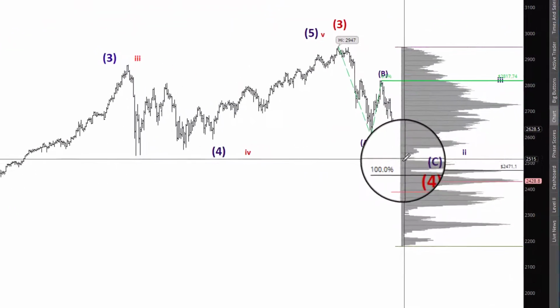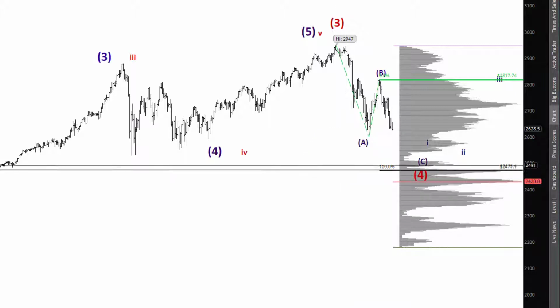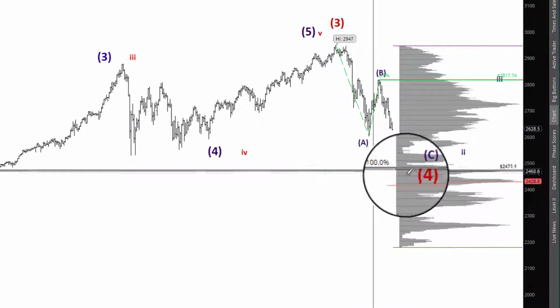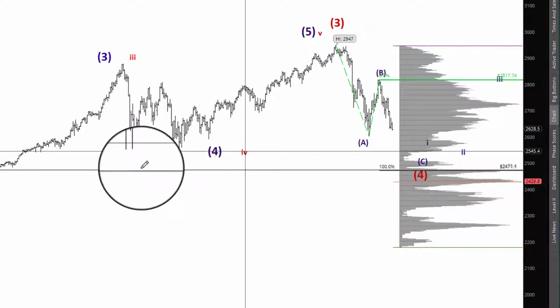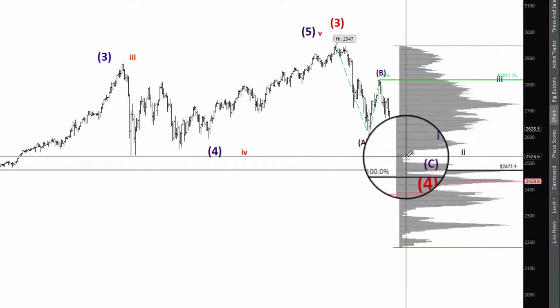So in this area, you have the low volume node. This is the 100% level. Again, that's where this support was. Support could turn into resistance. This is where that low volume node is, and that is right here.